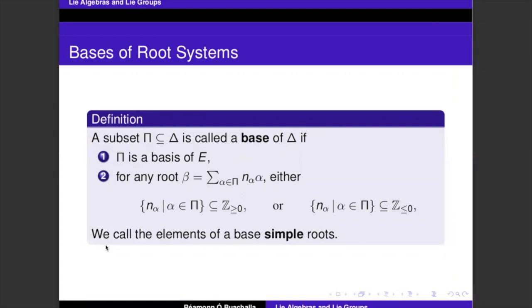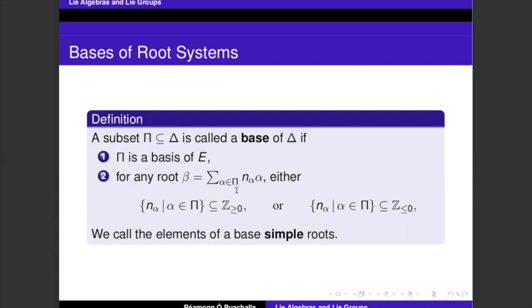Okay, so the set itself, this capital pi, should be a basis of E. So this is a basis. It's going to be some linearly independent subset of the roots. And in addition to that, it's not just any basis, because we wanted to remember somehow the structure of the root system.